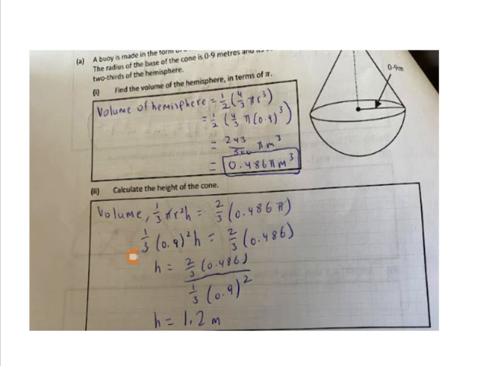So when we equate those two, the pi's cancel and we can fill in the radius, which again is 0.9 meters. Then we're left with an equation with only one unknown. So we can solve this like usual for h by dividing both sides by 1/3 times 0.9 squared. Plugging that into your calculator gives us our final answer of 1.2 meters, which was worth another 10 marks.